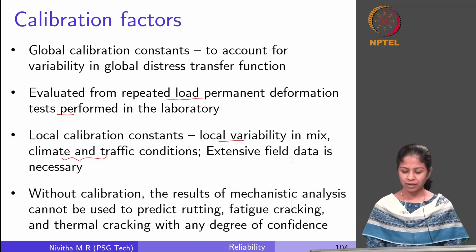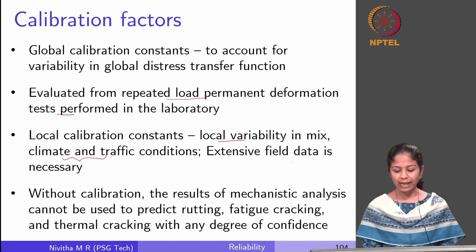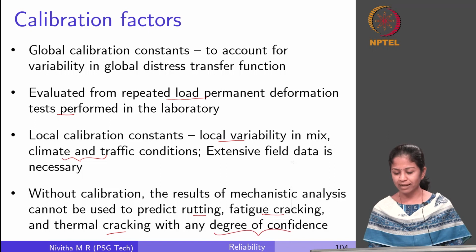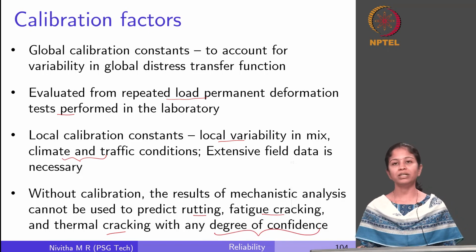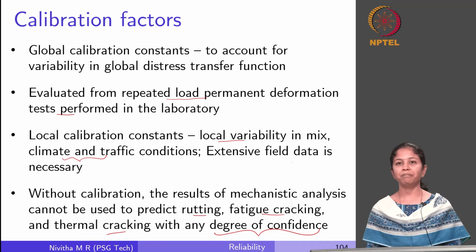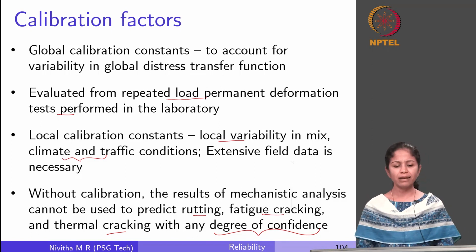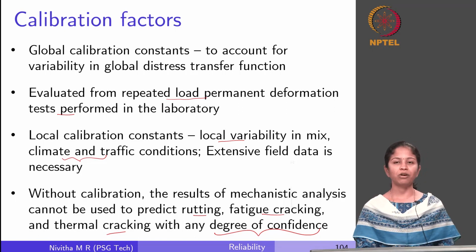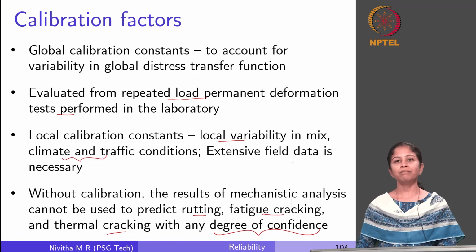So, without calibration, the results of mechanistic analysis cannot be used to predict rutting, fatigue cracking and thermal cracking with any degree of confidence, right. You do not even know with what degree of confidence we will be predicting if we do not calibrate the models for the local and global calibration constants. The global calibration constant can be done because it is based on some specific tests in the laboratory, but the local calibration constant requires field data, and only then can some reliability level be associated with this model.